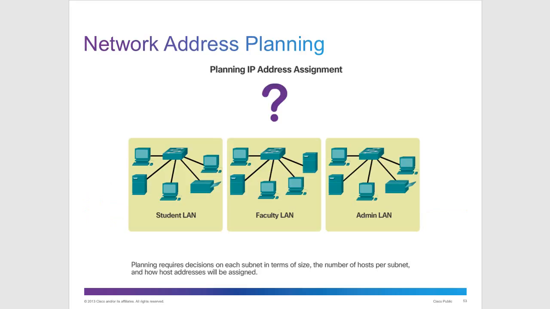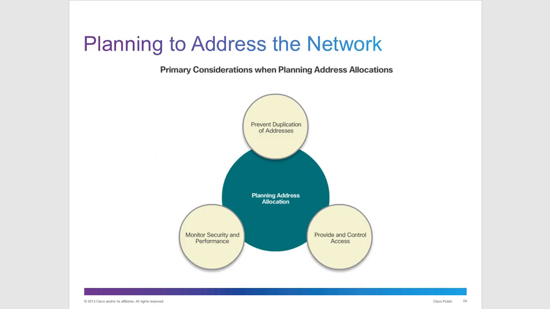So we've got planning IP address assignment, how to determine the size of each subnet, number of hosts per subnet, how addresses will be assigned to different devices, whether they be printers, servers, host devices, intermediary devices. How do you want to do it? So it requires some planning. Why? What are our considerations when we're planning these subnets?